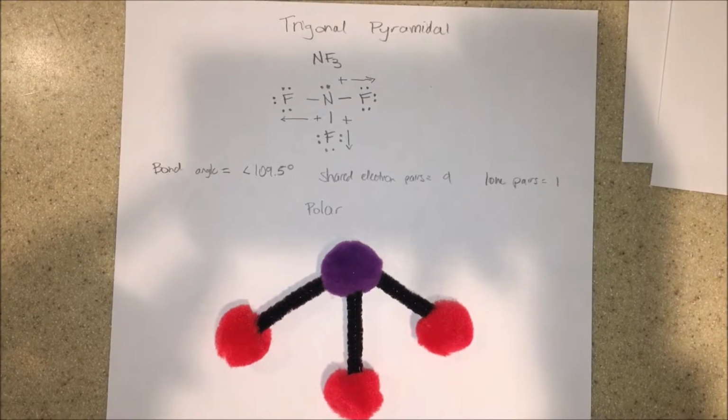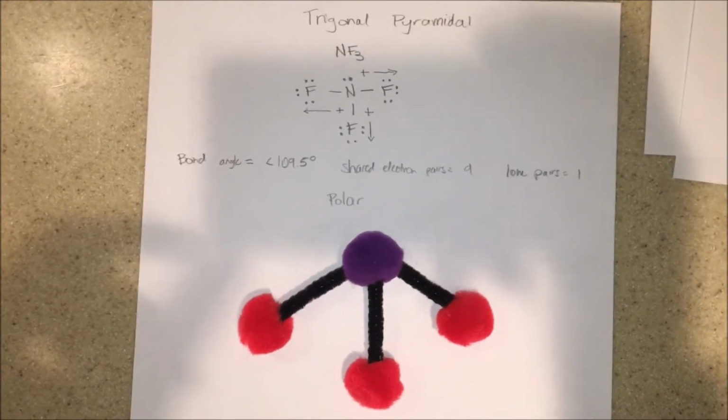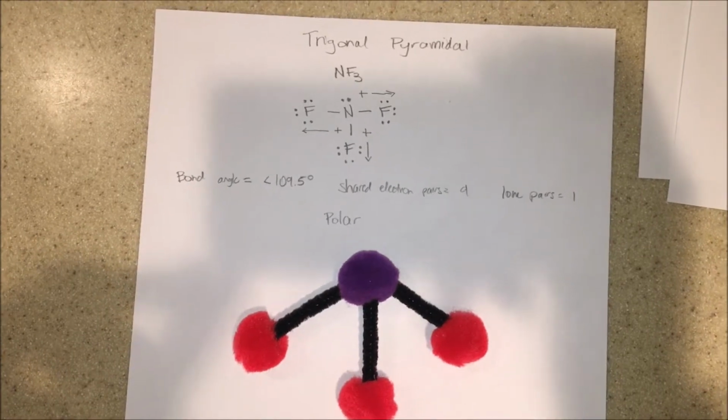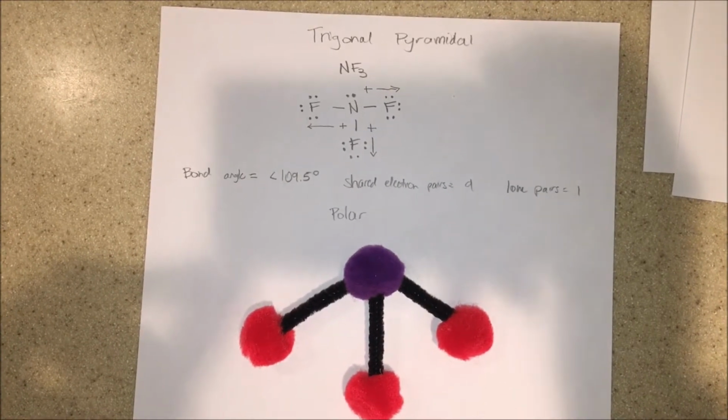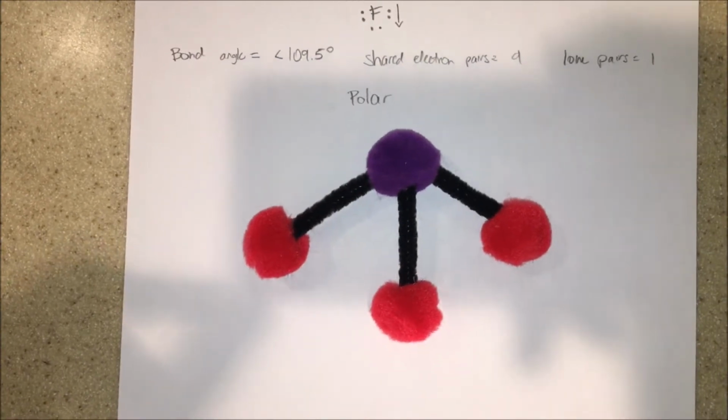Trigonal pyramidal. Nitrogen trifluoride has a bond angle of less than 109.5 degrees, has 9 shared electron pairs, 1 lone pair, and is polar. The purple is nitrogen and the red is fluorine.